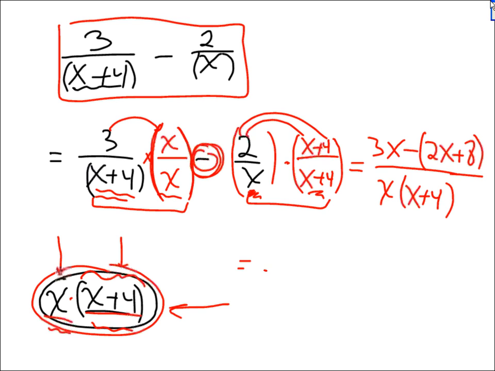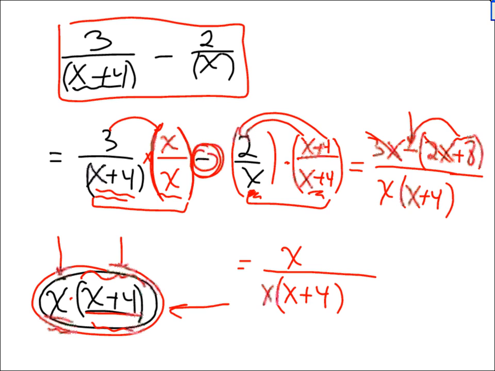And now I'm almost done. I need to do this subtraction. 3x take away 2x is 1x, or x. And I have to also take away positive 8. Positive 8 is just 8. I have to take away 8 as well. And there's your answer. That's what you get when you subtract these two fractions.